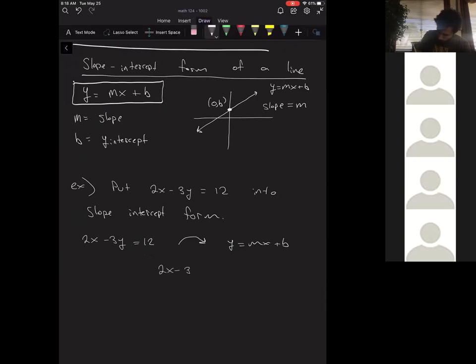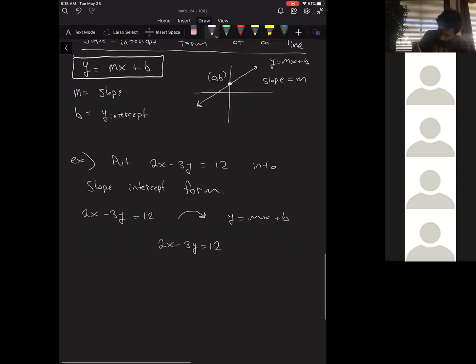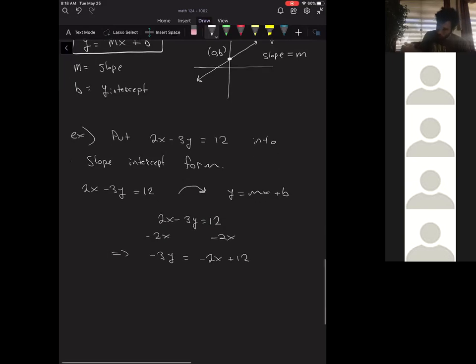2x minus 3y is equal to 12. The first thing we can do is subtract the 2x to the other side. So let's subtract 2x, subtract 2x. And this gives us that minus 3y is equal to minus 2x plus 12. And then we can divide by the minus 3. Everything gets divided by the minus 3. And so then what we get is y is equal to 2/3 x, then minus 4.